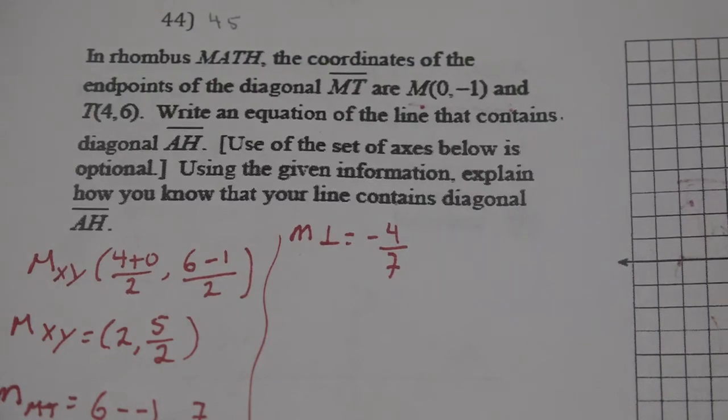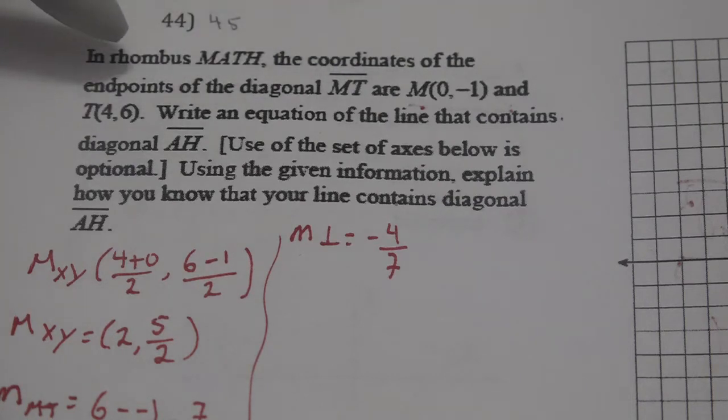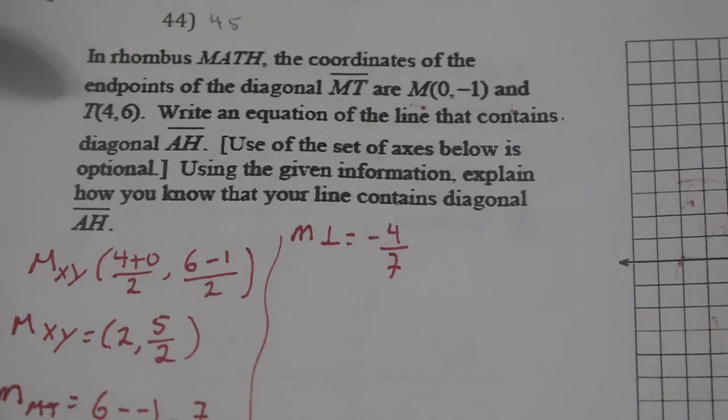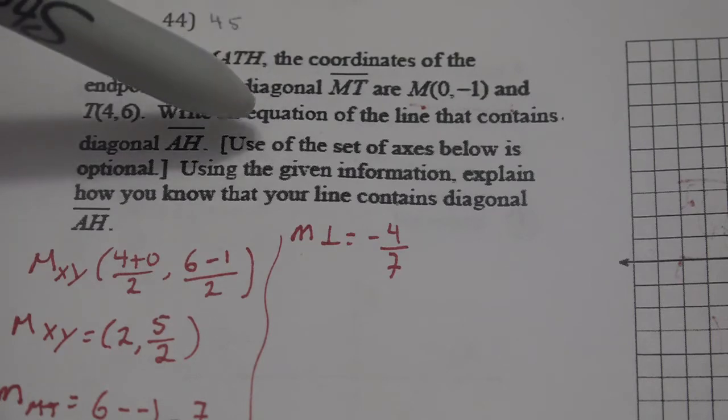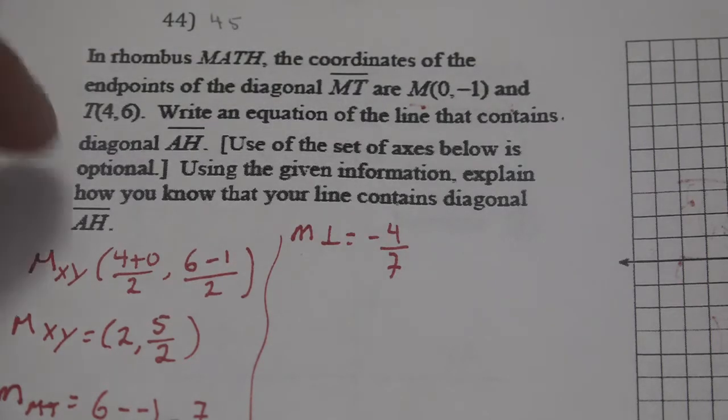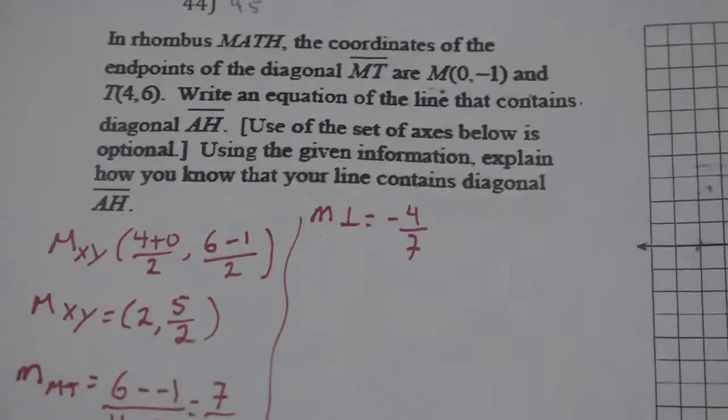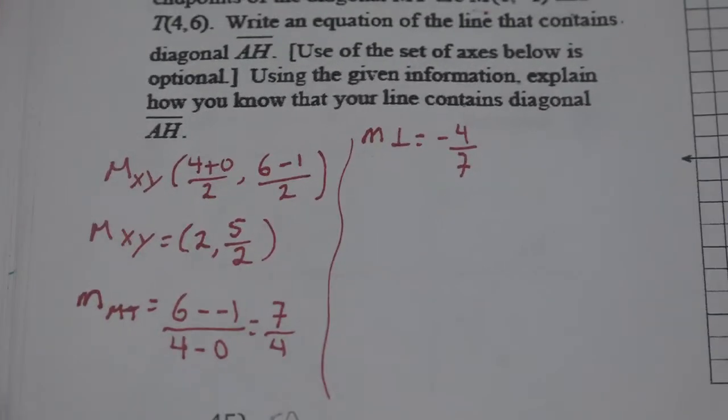All right, let's continue. So this problem says, in Rhombus MATH, the coordinates of the endpoints of the diagonal MT are (0, -1) and (4, 6). Now it says, write an equation of the line that contains the diagonal AH. Use of the set of axes below is optional. When they say below, I didn't put it below, I put it next to it, it doesn't matter. So let's see what happens.